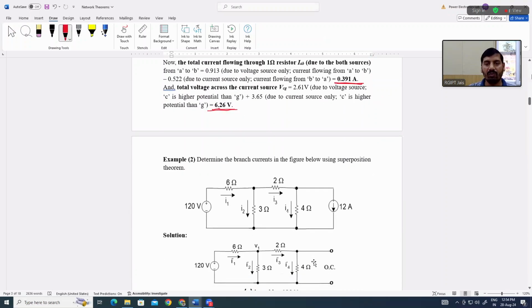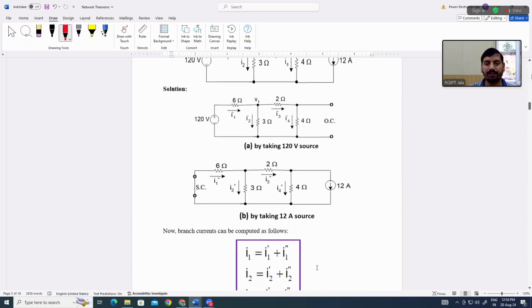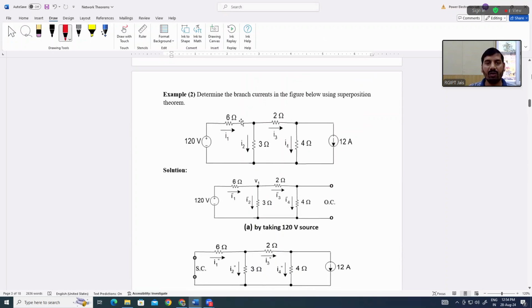This is for your homework, and you also have to solve this example together with the previous problem. So these two problems are for your homework. Then we will move towards the next network theorem.